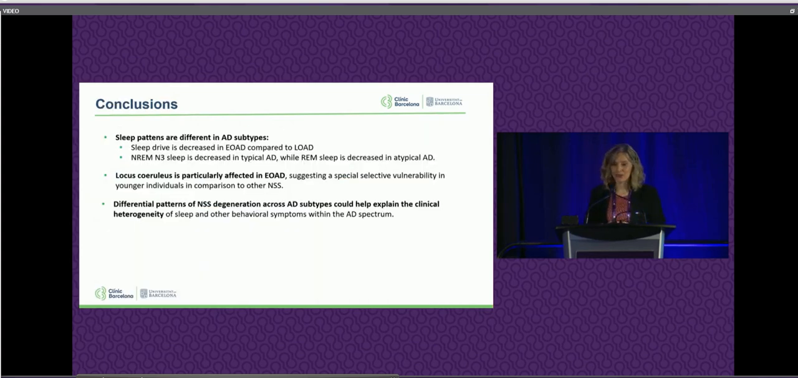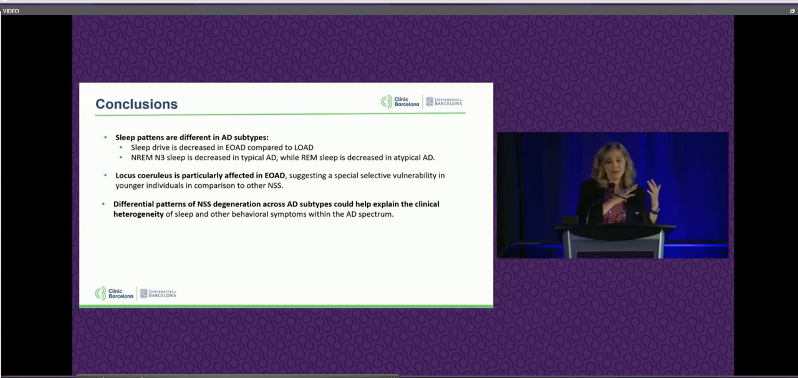So as a conclusion, I would like to extract from this study that the sleep patterns are different in early and late onset AD, and so are the neuropsychiatric symptoms in general. From this study, the data, which is preliminary, suggests that the sleep drive is more decreased in early onset Alzheimer's in comparison to the late onset AD, but there is still a lot of work that we need to do to validate this.